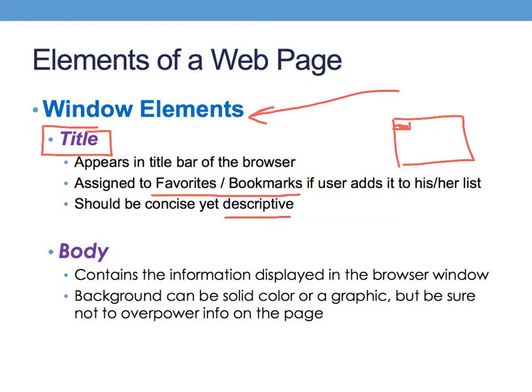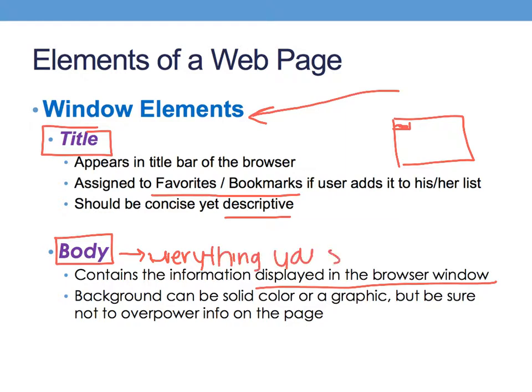Now the second main window element that we'll include on every web page is called the body. And this really contains all the information that gets displayed inside of your browser window. So that's really the most important information. That's everything that you see. So everything you see is on the body. So kind of keep that in mind.